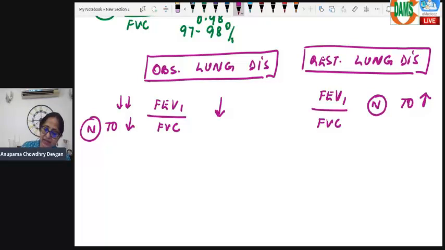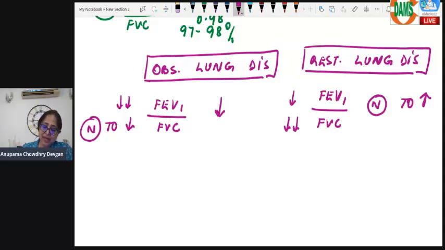In restrictive lung disease, FEV1 and FVC are reduced to the same extent, or FVC reduces more than the FEV1. If they are reduced to the same extent, ratio will remain normal. If the decrease in FVC is more than the decrease in FEV1, ratio will increase. So it's all relative, right? In obstructive lung disease, the decrease in FEV1 is more than the decrease in FVC. In restrictive lung disease, the reduction in FVC is more than the reduction in FEV1.